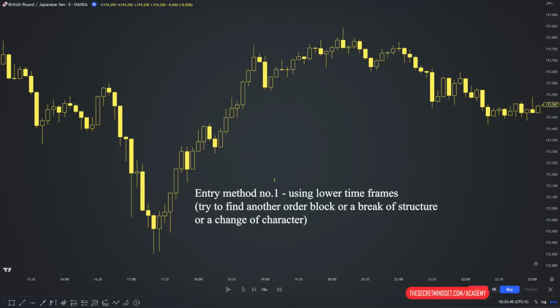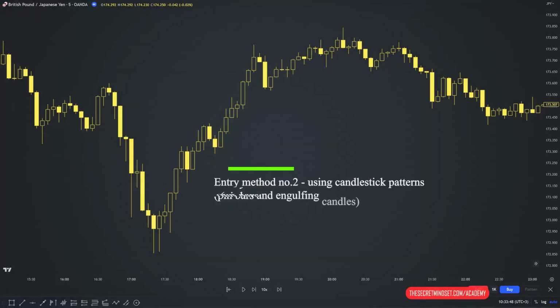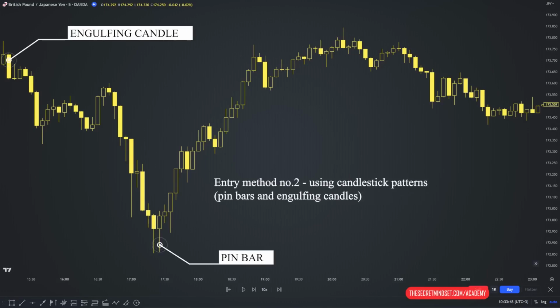One way is to navigate on lower time frames and try to find another order block or a break of structure or a change of character. And this is a valid way to enter. Using candlestick patterns to enter is another method. I like to use pin bars and engulfing candles as my trigger for entering trades at order blocks.